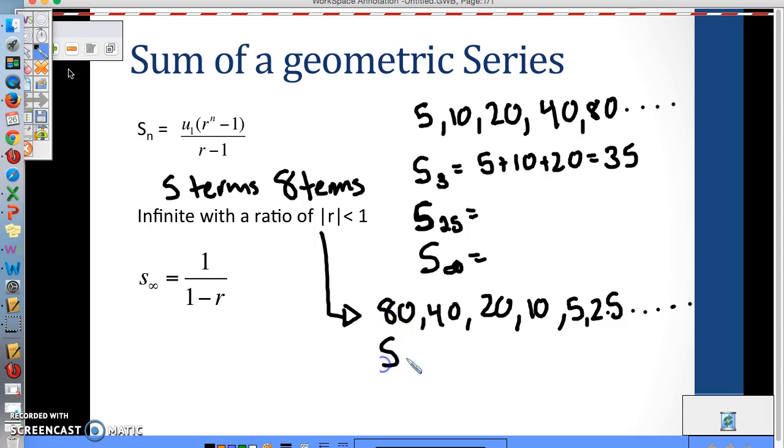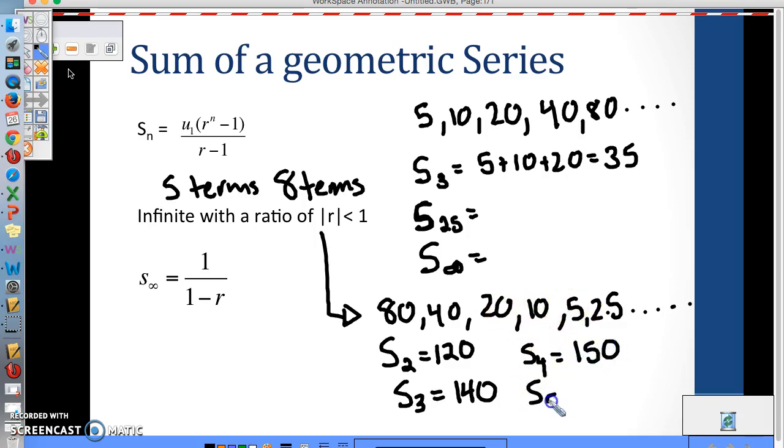We could do the same thing. We could find the sum of the first 2. 80 plus 40 is 120. The sum of the first 3: 80 plus 40, 120, 140. The sum of the first 4: 140 plus 10 is 150. The sum of the first 5, well, that would be that plus this one, 155. The sum of the first 6, we add 2.5, so 157.5.